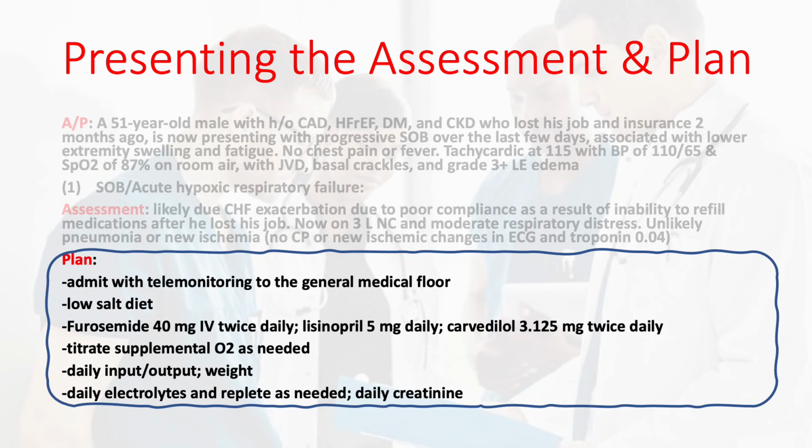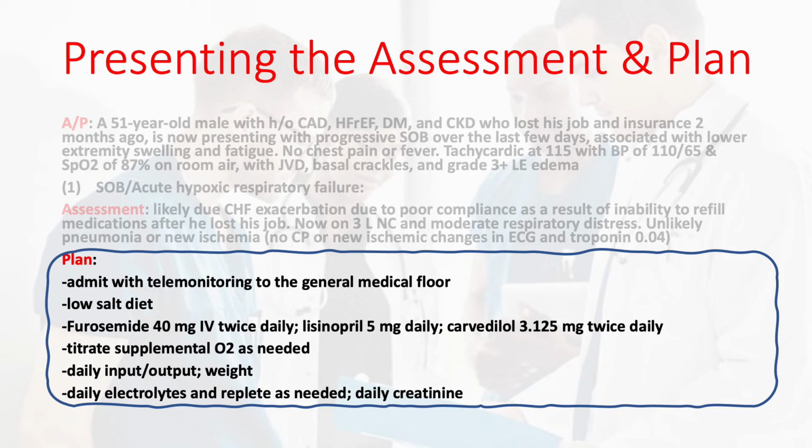And then after that, you can present your plan. So we're going to admit the patient for telemonitoring because his potassium was low. We're going to admit him to the general medical floor. I ordered low salt diet. We're going to initiate him on furosemide, 40 milligram twice a day, with a small dose of lisinopril at 5 milligram daily, and a small dose of beta blocker with carvedilol 3.125 twice daily.